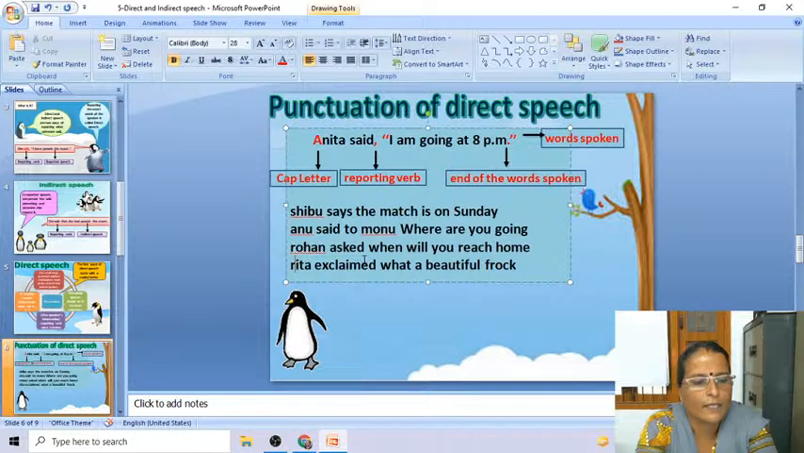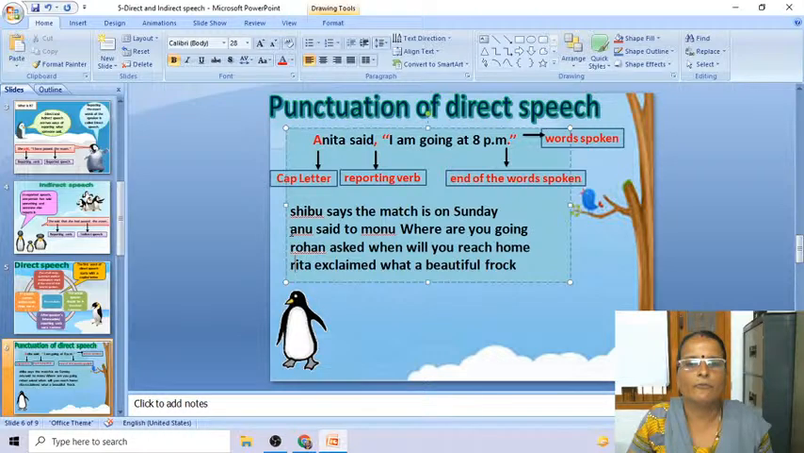I told you to write the whole sentence of the first sentence. Shibu says the march is on Sunday. Write the whole sentence. This is what I mean, Pratyaksh. So now all of you attempt question number 2. Come on, hurry up. Time is going very fast.